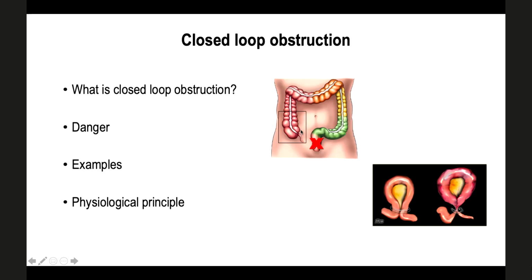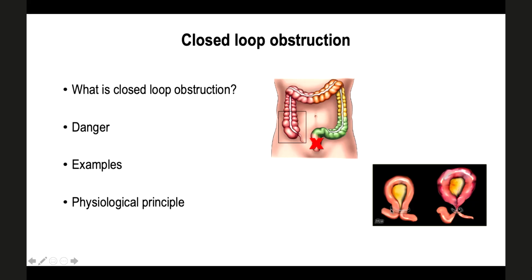And you have an obstruction here, a physiological obstruction because of the competent ileocecal valve, and a pathological obstruction there because of a tumor. And this then becomes an example of closed loop obstruction. Okay? Closed loop obstruction.